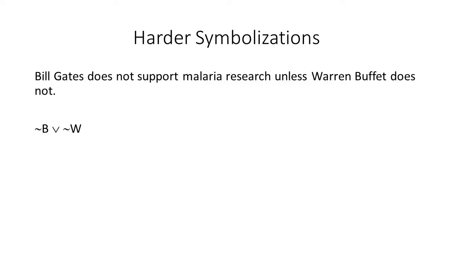Here's another harder one. Bill Gates does not support malaria research unless Warren Buffett does not. Does not what? Support malaria research. Same thing: we're going to go through and put our symbols above their English equivalents. One to start with is unless. We know that's the same as either or, so let's put a wedge above that. There are a couple of nots in there. We can put some tildes above those. And once we've got all those, that's it.